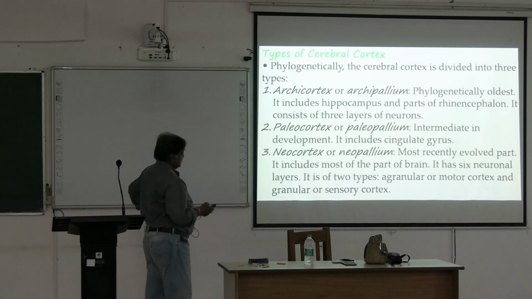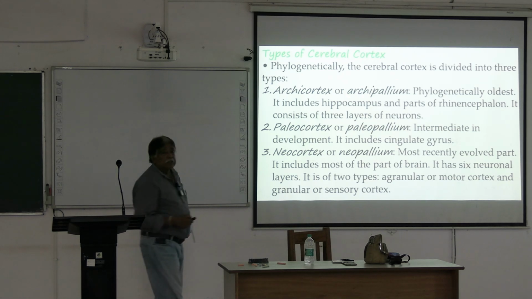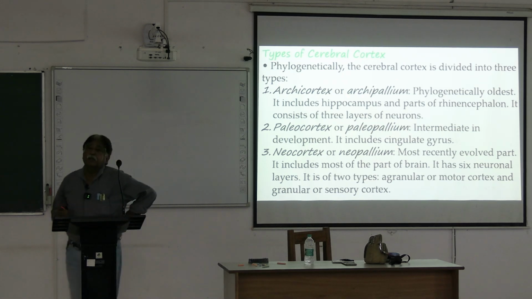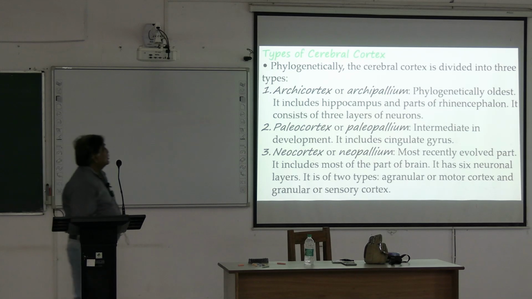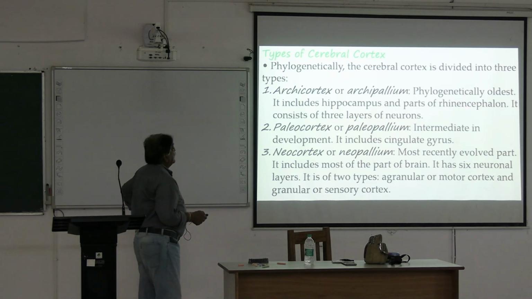Types of cerebral cortex, this is important. Phylogenetically, the cerebral cortex is divided into three types. Archicortex or archipallium can be a short note. Phylogenetically the oldest, it includes hippocampus and parts of the rhinencephalon. It consists of three layers of neurons.